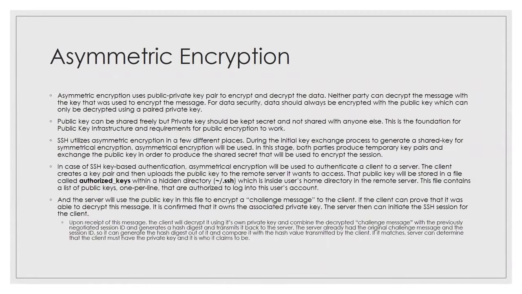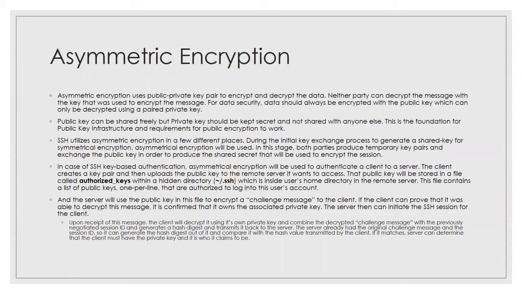The next is asymmetric encryption. Asymmetric encryption uses public-private key pair to encrypt and decrypt the data. Neither party can decrypt the message with the key that was used to encrypt the message. So for data security, data should always be encrypted with the public key, which can only be decrypted using a paired private key. So public key can be shared freely, but private key should be kept secret and not shared with anyone else. This is the key and the foundation for the public key infrastructure, and also requirements for the public encryption to work properly.